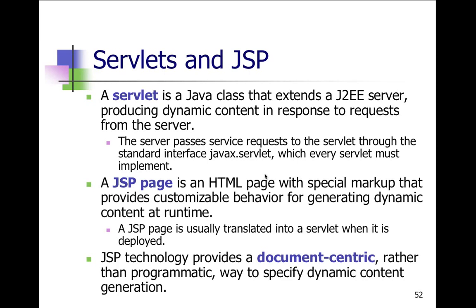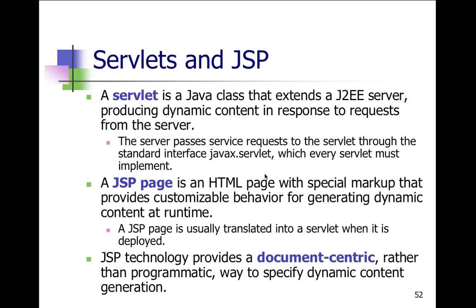A JSP page, and JSP is a scripting language. JSP itself stands for Java Server Page. So the page itself is like HTML content. It is an HTML page with specific markup that provides customizable behavior for generating dynamic content at runtime. So it's a script, a page. So when you load up index.jsp, it's giving us the HTML interface, it's giving us the scripting, it's giving us everything we need to communicate with the server to process the dynamic behavior that we're interested in getting. Otherwise, we'd just do it in HTML and leave out scripting languages in general.